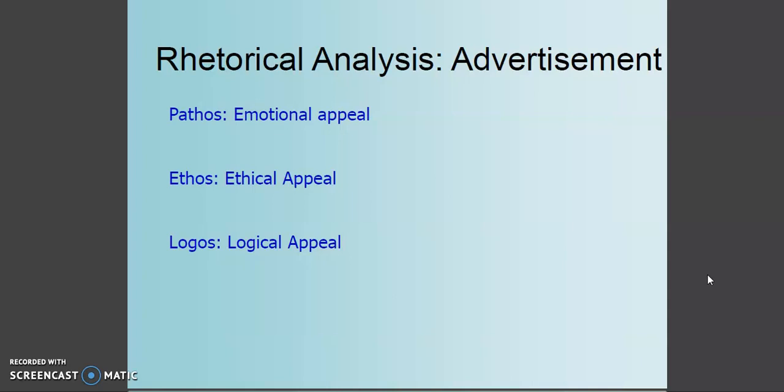Now, rhetorical appeals are used to help readers, or someone watching a commercial or reading a book or an article, connect with whatever they're looking at.